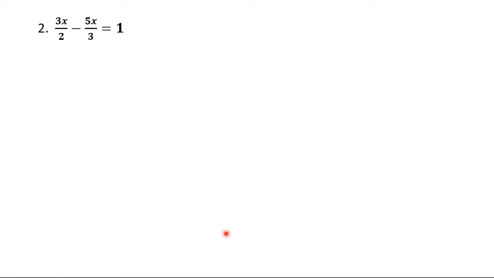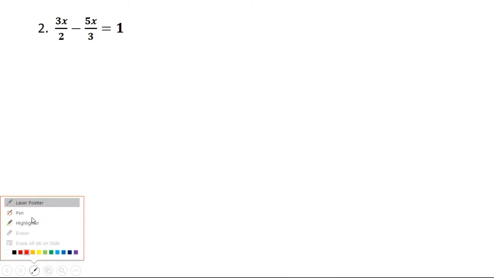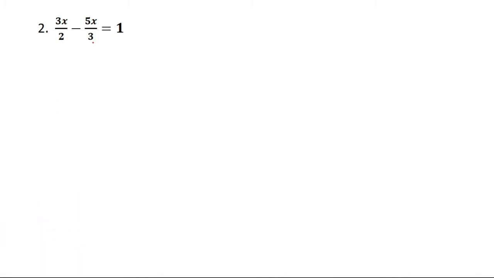Let's take another example. So here, let's look for the fractions. We have two fractions here. We have 3x over 2 and 5x over 3. So these are the two fractions that we have. So look for the denominators of the fractions. So here, the denominators of the fractions are 2 and 3.